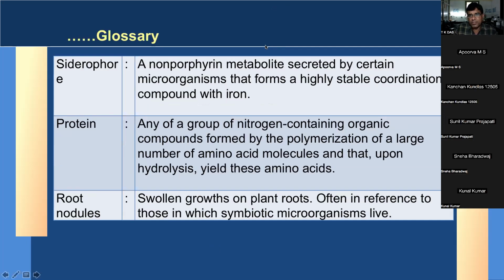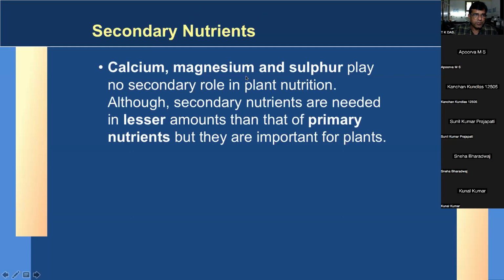And siderophore, or sometimes you call them phytosiderophore, because they come from the plants. Therefore, they are called phytosiderophores. They can also come from certain microbes, but when they come from plants, they are phytosiderophores, a known porphyrin metabolite secreted by certain microbes that form a highly stable coordination compound with iron. So they act as chelating agent. Protein, you know, root nodules, you know.